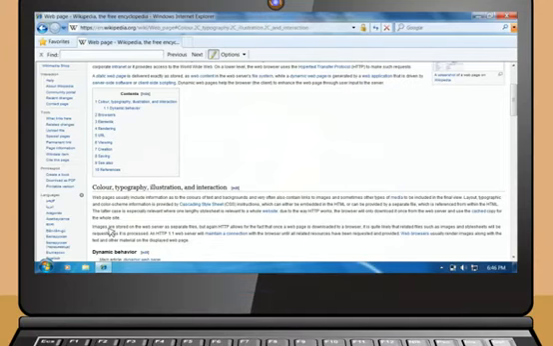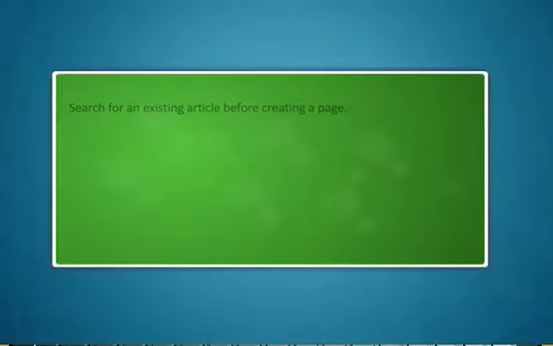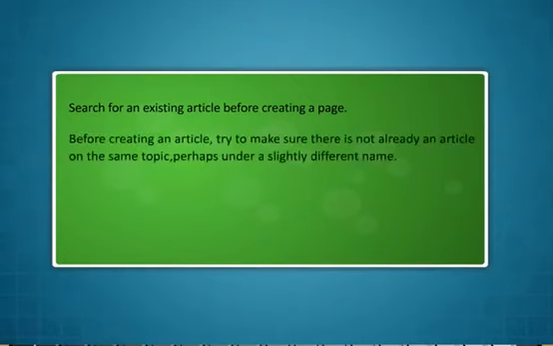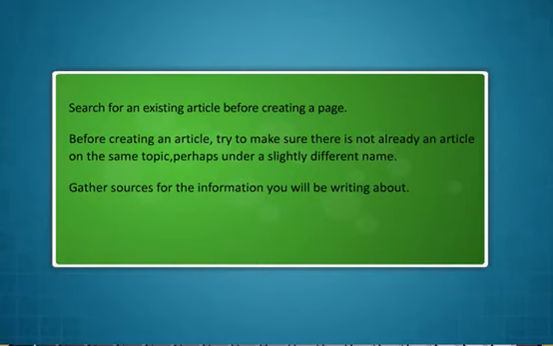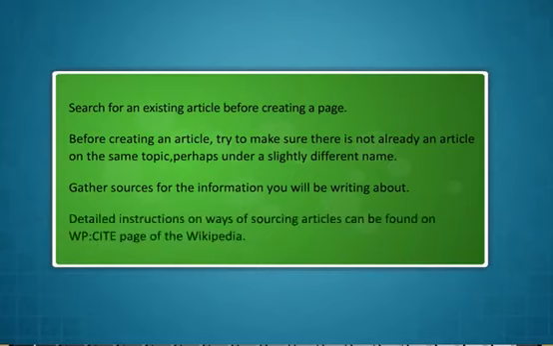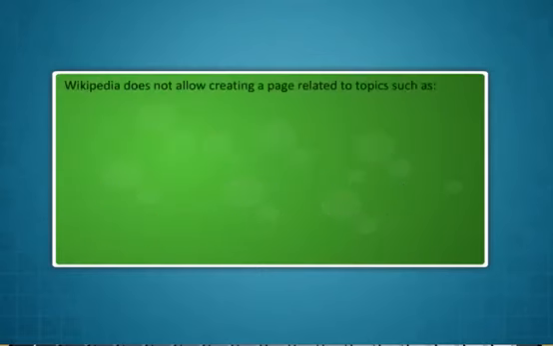There are a few things you should keep in mind before creating a page in Wikipedia. Search for an existing article before creating a page. Before creating an article, try to make sure there is not already an article on the same topic, perhaps under a slightly different name. Gather sources for the information you will be writing about. Detailed instructions on ways of sourcing articles can be found on WP-CITE page of the Wikipedia.